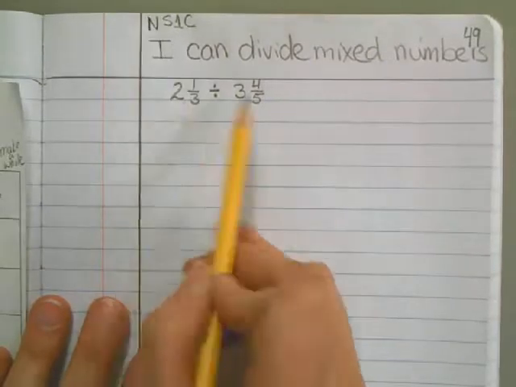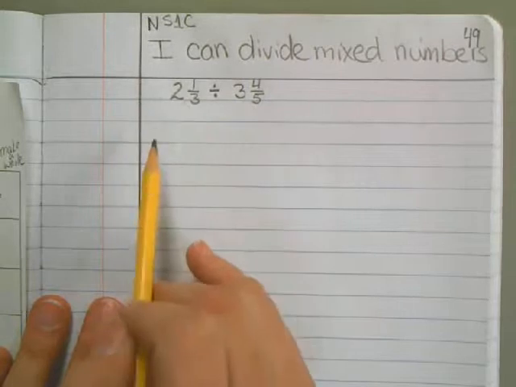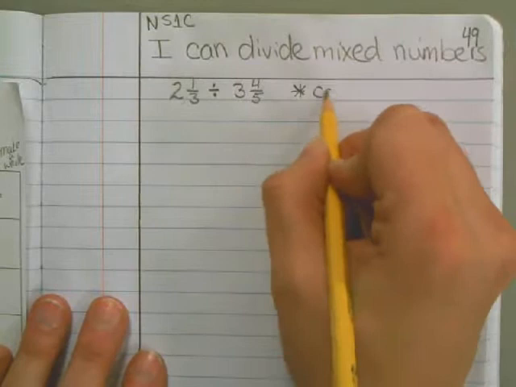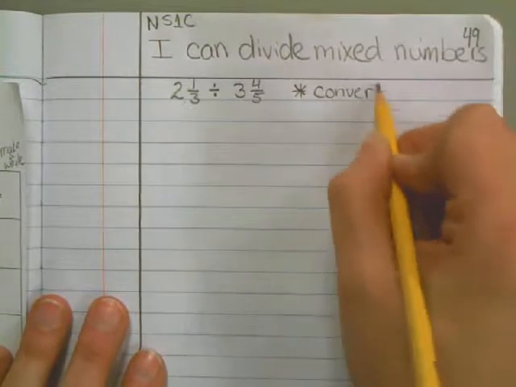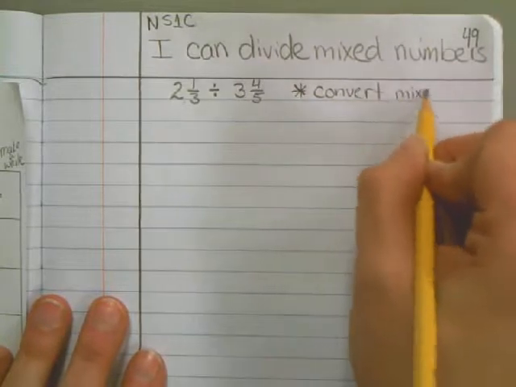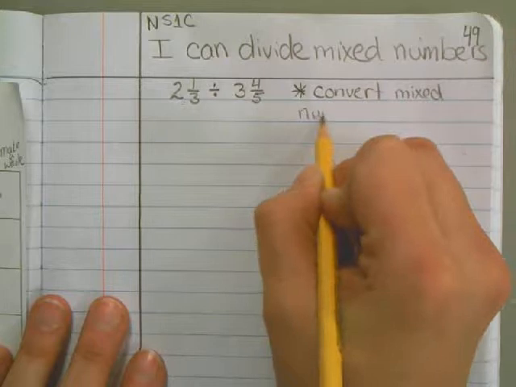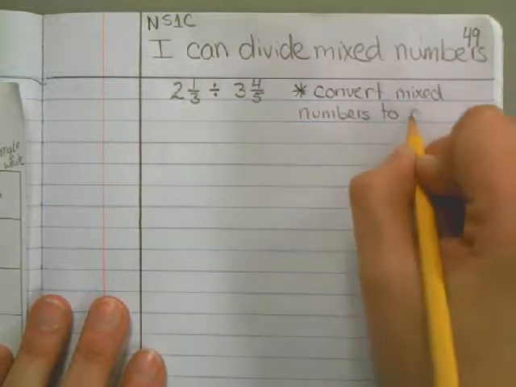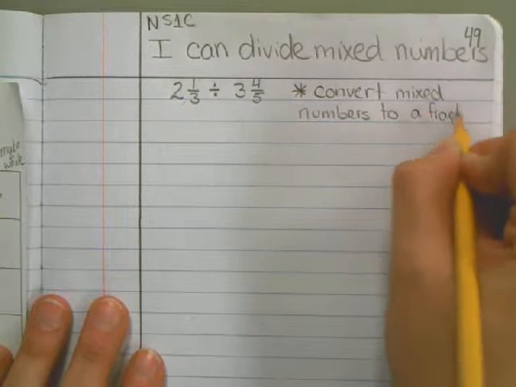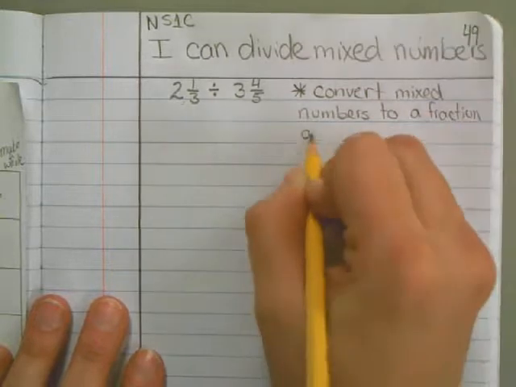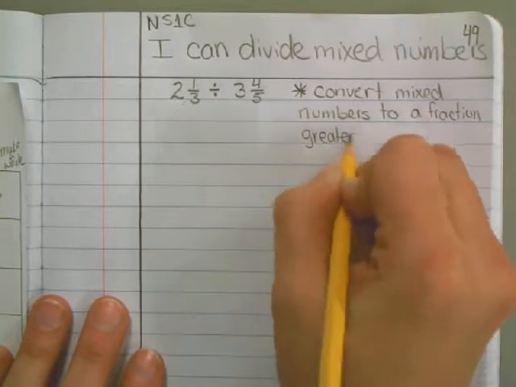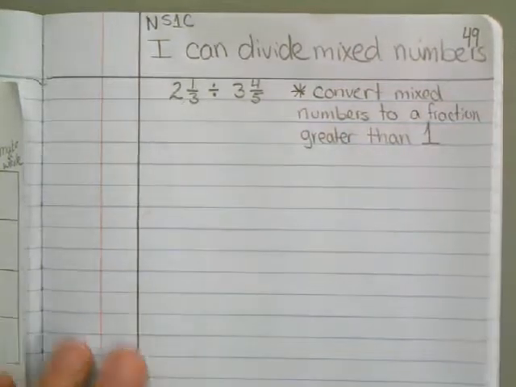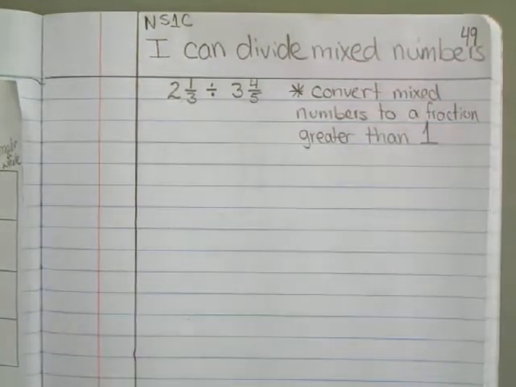Now, when we are dividing mixed numbers, the first thing that we need to do is convert mixed numbers to a fraction greater than 1. That is step 1. That is the thing that we need to do first.